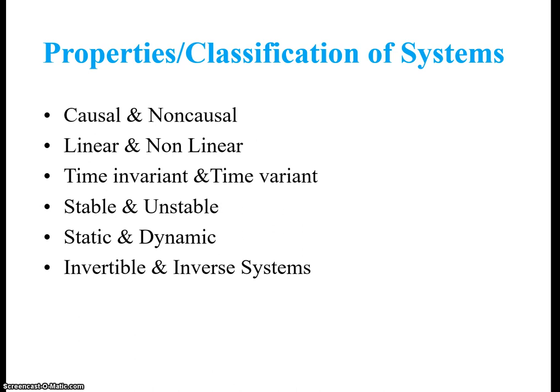Next we'll discuss the properties or classification of systems. There are different properties of systems, given below: causal and non-causal, linear and non-linear, time invariant and time variant, stable and unstable, static and dynamic, invertible and inverse systems. We'll discuss the properties one by one.